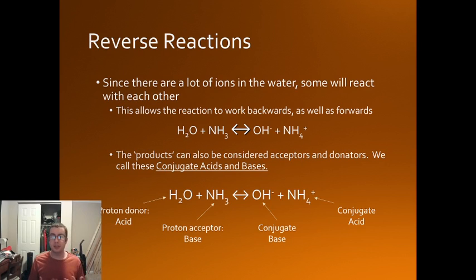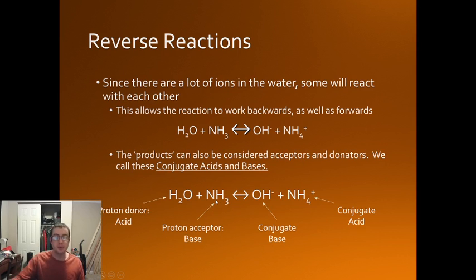So this allows the reaction to work backwards as well as forwards. So you wind up with a balance going on. And that's why it's called an equilibrium arrow, because everything will eventually settle into equilibrium, where it's just going back and forth at the same rate. But anyway, because it can go both backwards and forwards, we wind up with what are called conjugate acids and conjugate bases. So going forward, in that last example that we just did, H2O and then NH3, we found that H2O was our acid because it donated the proton, and NH3 was our base because it accepted it.